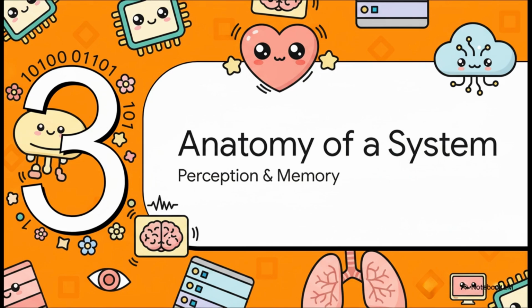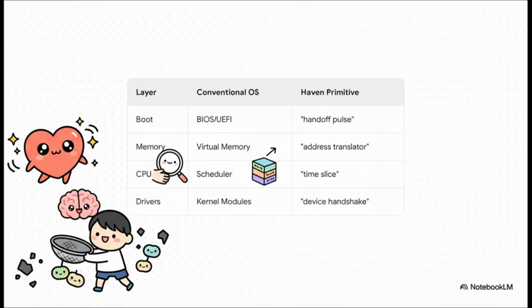Now we can actually look at its anatomy. We're about to see how all the familiar concepts from computing get completely reimagined. We're not talking about complex layers of software here. Think of these as minimalist, life-sustaining organs. This table shows the translation, and it's really elegant. A big, clunky BIOS with all its firmware, that just becomes a simple handoff pulse. A complicated virtual memory manager gets stripped down to a basic address translator. What Haven does is it throws out decades of legacy complexity to find what it calls the amino acids of computation, just the essential building blocks needed to sustain digital life.